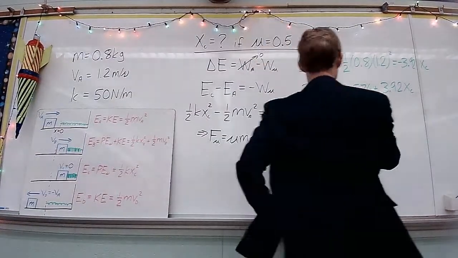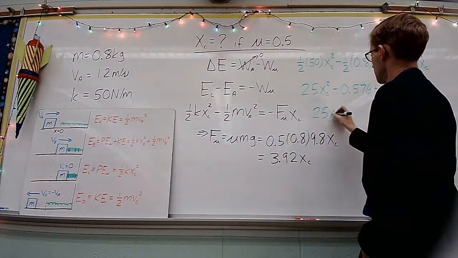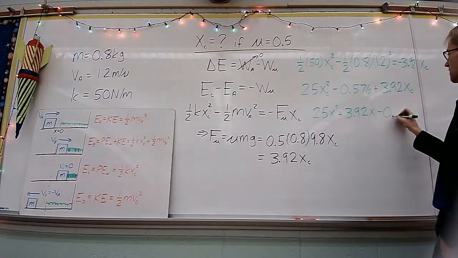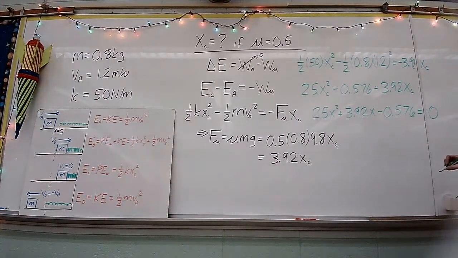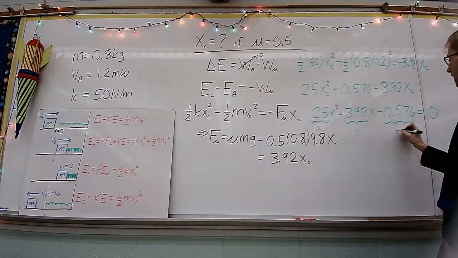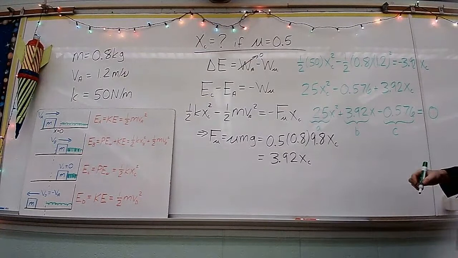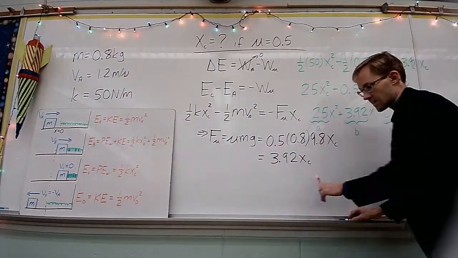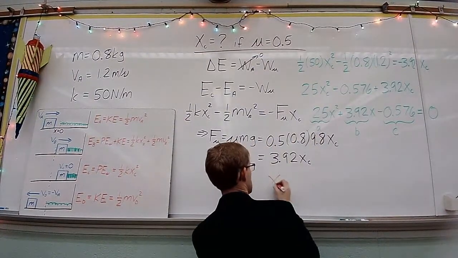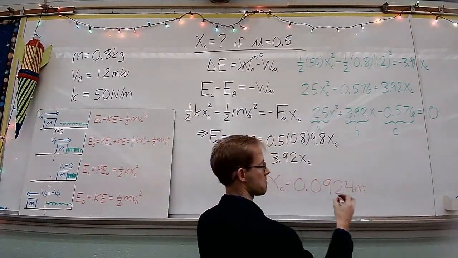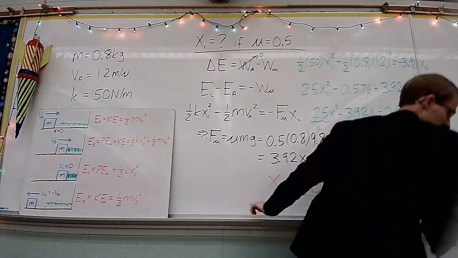So, if we want to write this a little bit nicer, I suppose it would be 25x squared plus 3.92x minus 0.576 equals 0. 25 then would be your A, 3.92 would be your B, 0.576 would be your C. And if you plug that all into your quadratic equation, either the long way or the short way through an app or a calculator, you're going to get a grand total of a distance of 0.0924 meters. Whew.